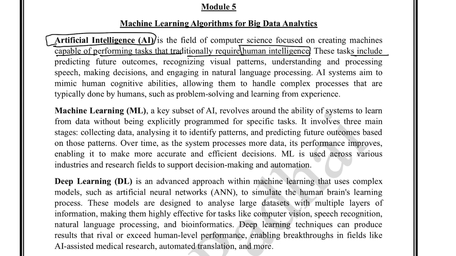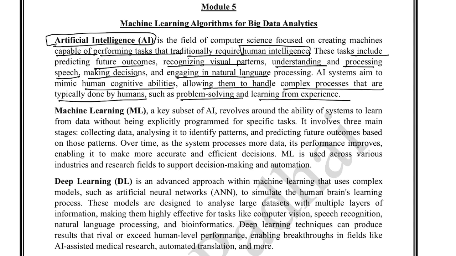Okay, these tasks include predicting the future outcomes, recognizing visual patterns, understanding and processing speech, making decisions, and engaging in natural language processing, that is NLP. And also it mimics human cognitive abilities, allowing it to handle complex processes that are typically done by humans, such as problem solving and learning from experience. So when it comes to AI, you have to mention all these points, like what all it is helping us with. It is helping me to predict the future outcomes. It is helping to recognize the visual patterns, and for understanding and processing speech, we are making use of NLP, natural language processing, and also it is able to mimic the human cognitive abilities.